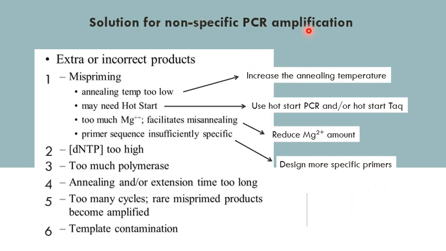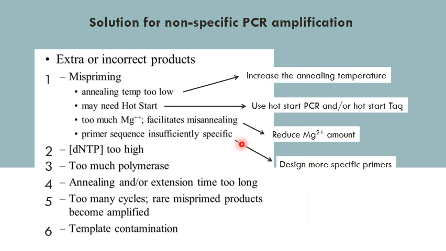Some non-specific PCR amplification products might occur, like, for example, the one we have previously mentioned with the mispriming process. Why does this happen? For example, the annealing temperature is too low, so you have to increase your annealing temperature. You might need a hot start. You added too much magnesium, so the misannealing or the mispriming is there, so you have to reduce the amount of magnesium.